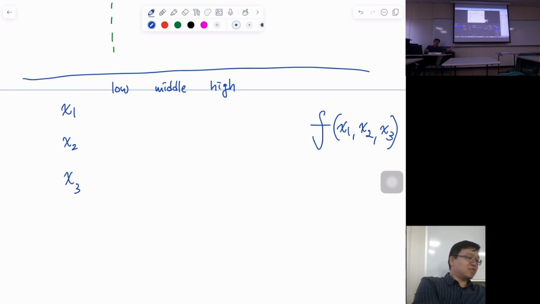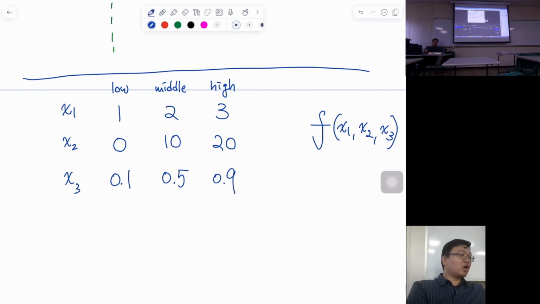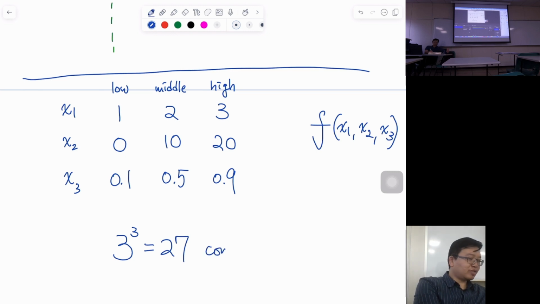Let's just give random numbers as examples. Maybe 3 levels for x1 is 1, 2, and 3. For x2 probably is something else. It could be 0, 10, and 20. And maybe x3 is something smaller, 0.1, 0.5, 0.9. Okay? So basically you have 3 choices for each variable. So the combination would be 3 to the power of 3. So you have 27 combinations.